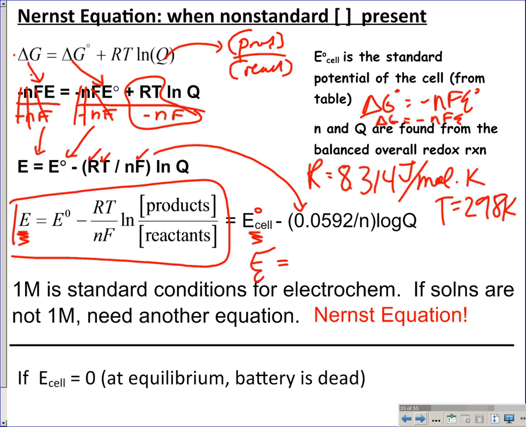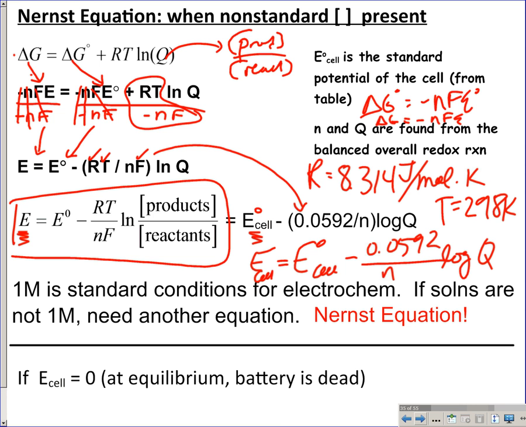E cell is equal to E standard minus 0.0592 over N log of Q. You write it enough, you will memorize it. Okay, this is simply for calculations though, if you're trying to calculate the new E cell at non-standard conditions. Okay?